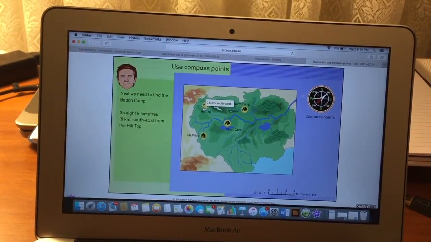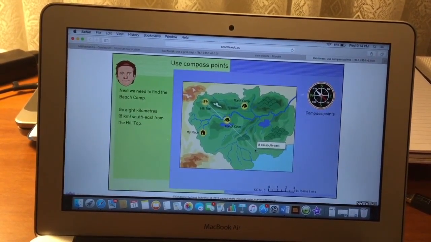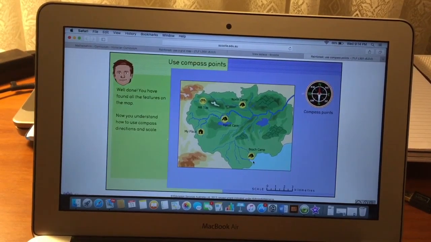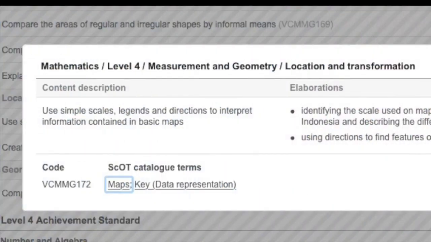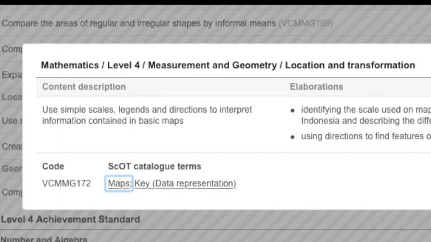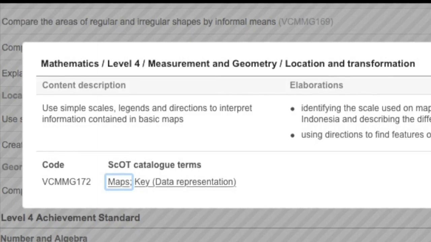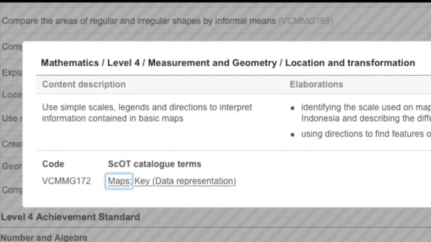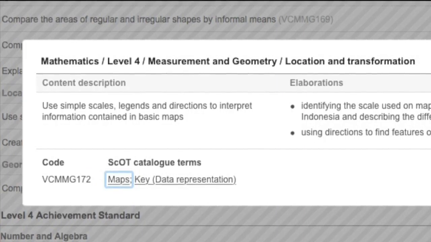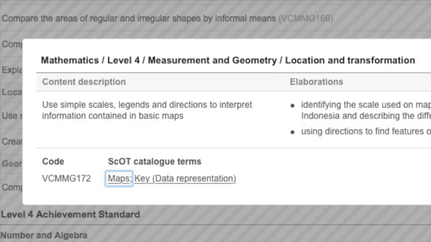The resources studied address these issues as they take the children through them one at a time and allow them to gain the knowledge required to be comfortable using them and to translate that to other real-world situations. The resource allows students to gain knowledge of the language of location, use the points of the compass, navigate around the map, and use the scale to ensure they are travelling the correct distance. The Victorian curriculum at level 4, which is shown here, tells us we need to use simple scales, legends, and directions to interpret information contained in basic maps.